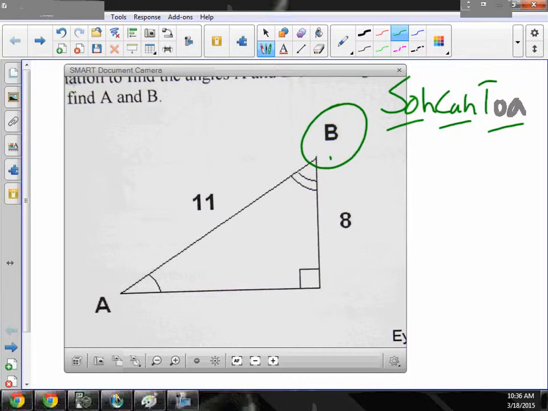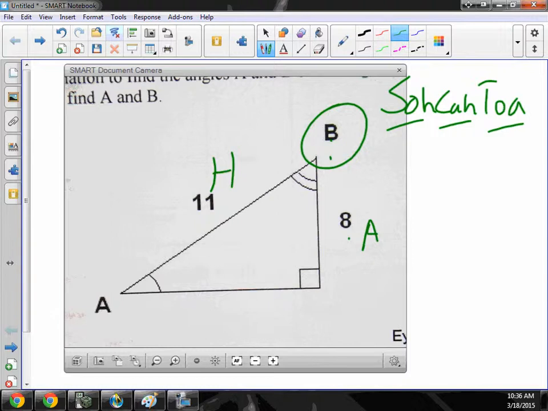Sine, cosine, or tangent? Well, if this is theta, what's the name of this side? This is adjacent, and this side would be hypotenuse, and which one uses those two? Cosine, but remember, we're looking for the angle, which means we have to use inverse. So cosine inverse of the adjacent side divided by the hypotenuse will tell us how big the angle is.